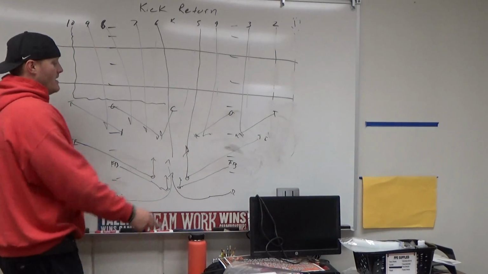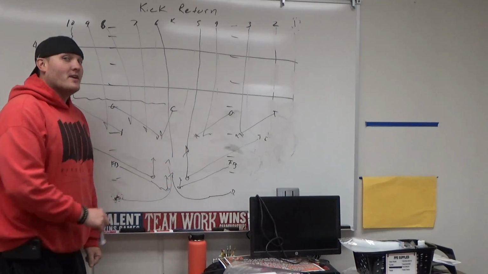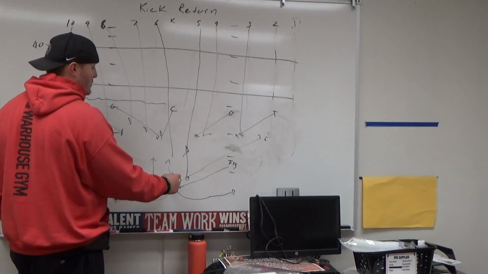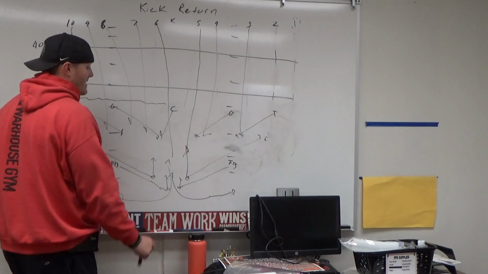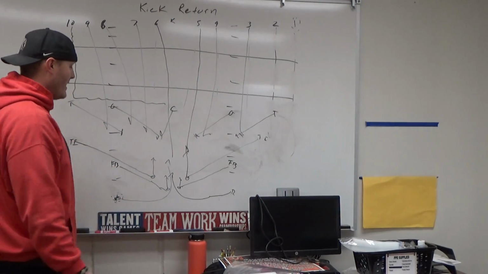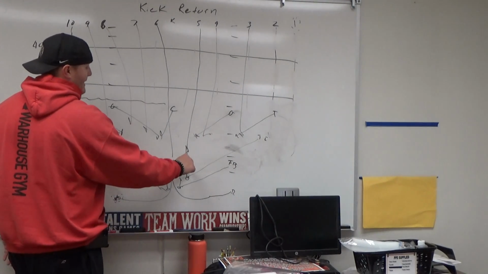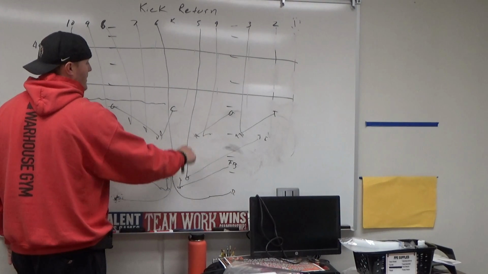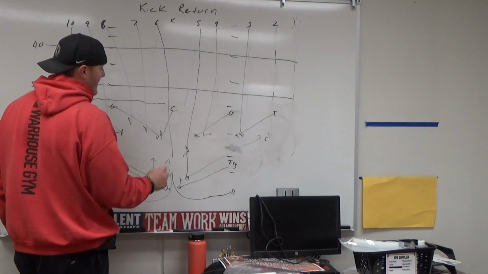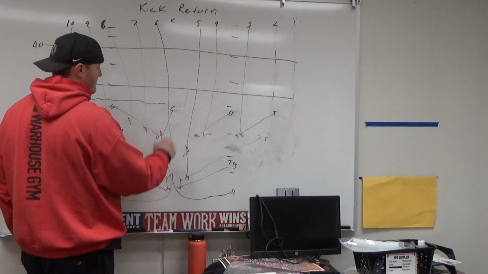So again, creating a wedge without creating a wedge. So following the rules, making sure these guys are not super close together so that way they don't mistake it as a wedge, but forming a leverage advantage to where we can go up, keep everything to the outside, and have a lead blocker up the hole.